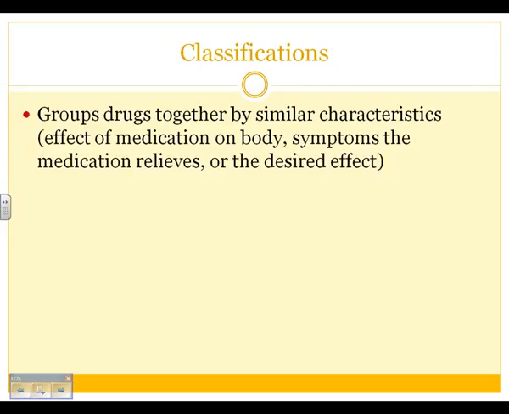All right, classifications of drugs. Drugs are grouped together by similar characteristics: the effect of the medication on the body, the symptoms that it relieves, the desired effect. It's our way of grouping them together so it makes more sense to us as to what that drug does. So I'm going to show you how we do that.